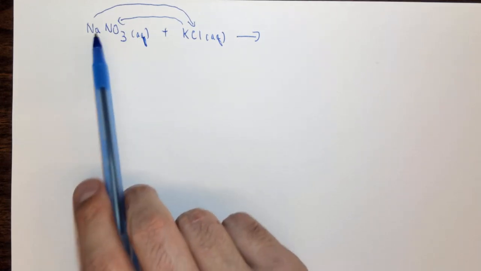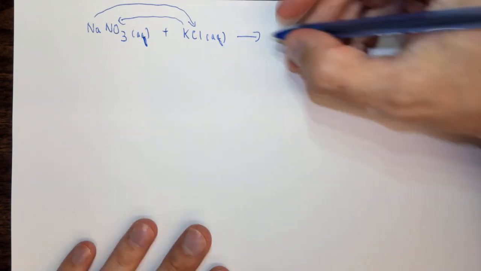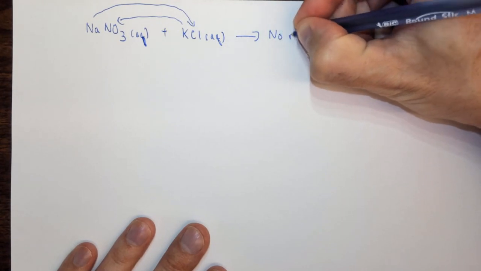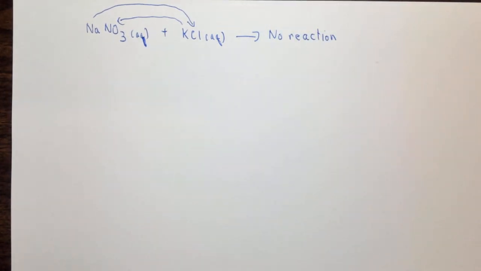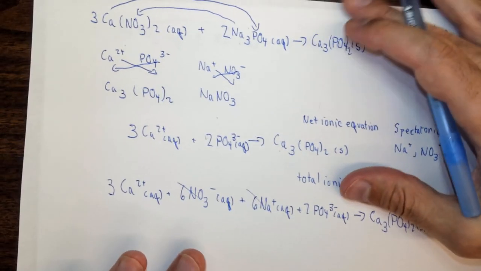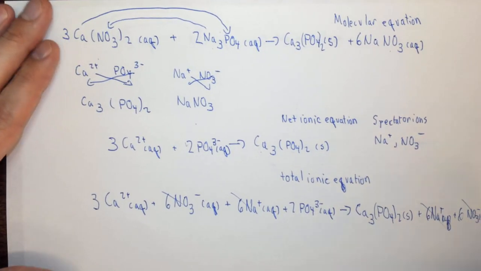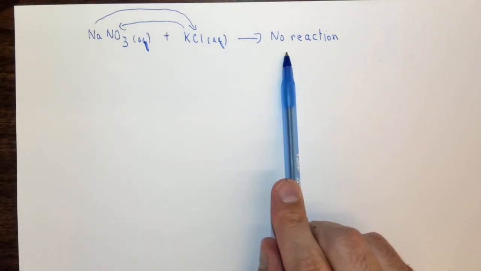Okay, so these are just ions floating around in solution. If you don't form something that's not aqueous, it's just a mixture. It's not a chemical reaction. So in this case, it's no reaction. It's very important, like in the previous two examples, that you form something that is a solid, and these are precipitation reactions, that you form something that is a solid, something that's not aqueous. Otherwise, no reaction is occurring.